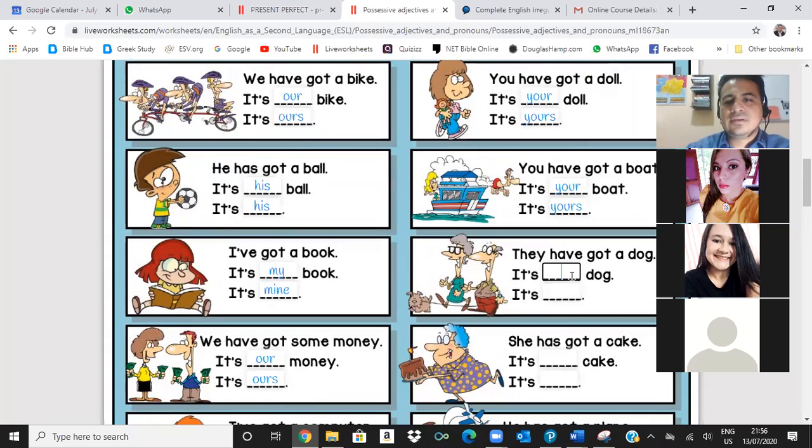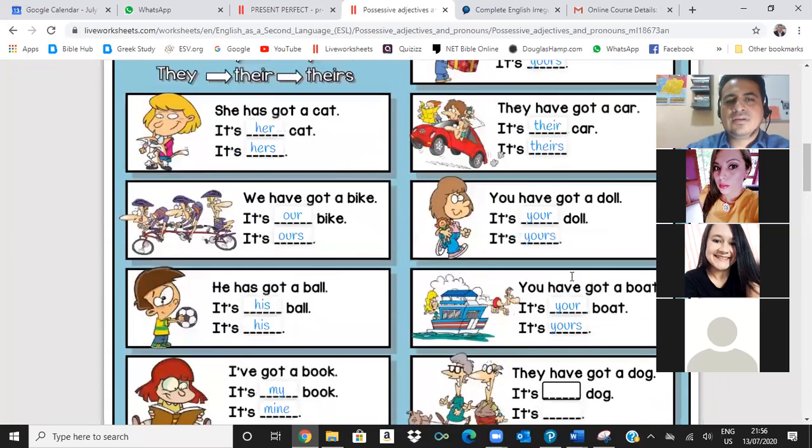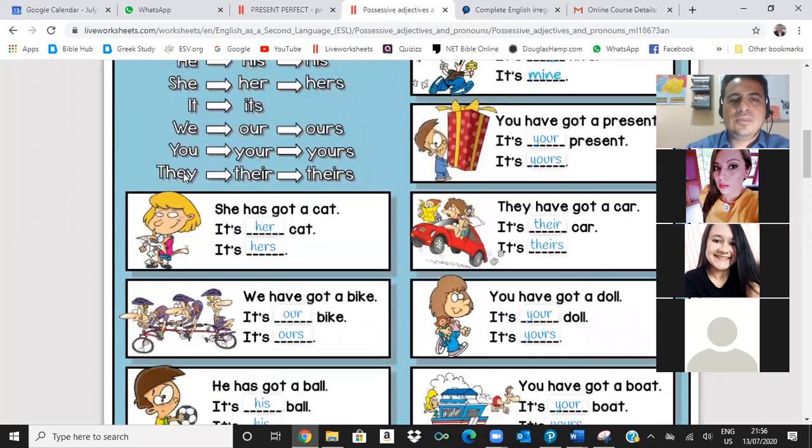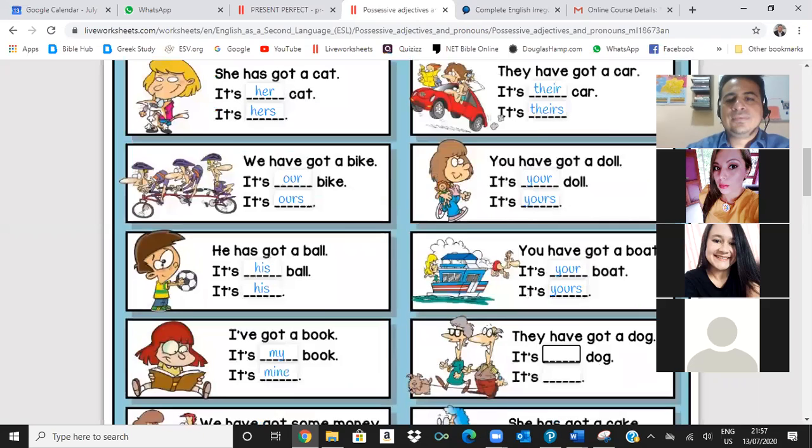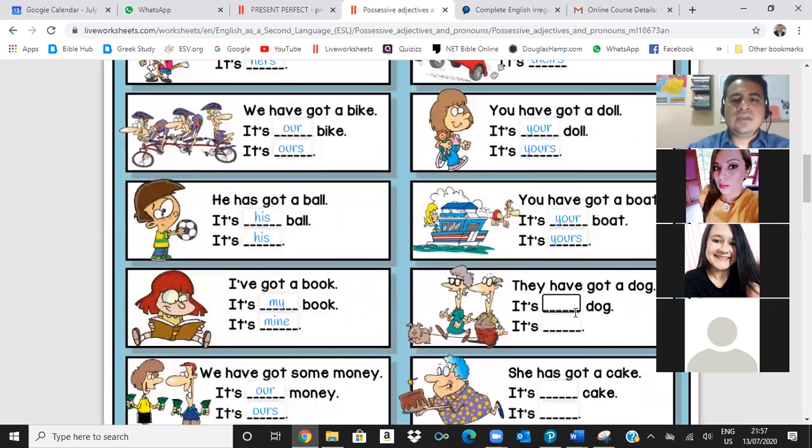They have got a dog. It's, ¿se acuerdan de? Revisemos el cuadro. They. Yeah. Theirs. Theirs. It's their dog. It's theirs.